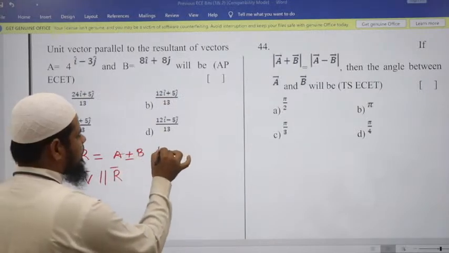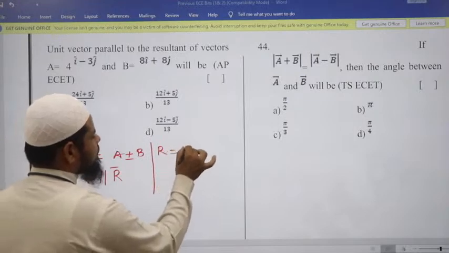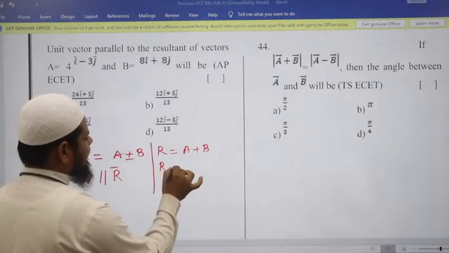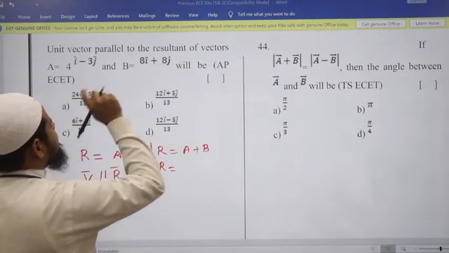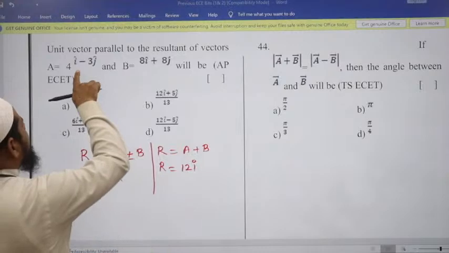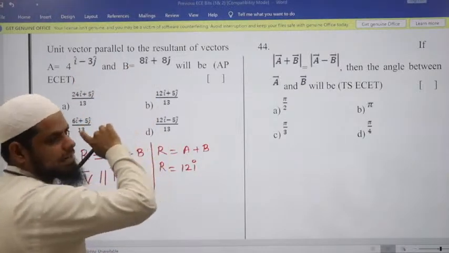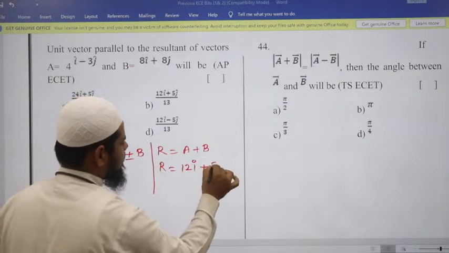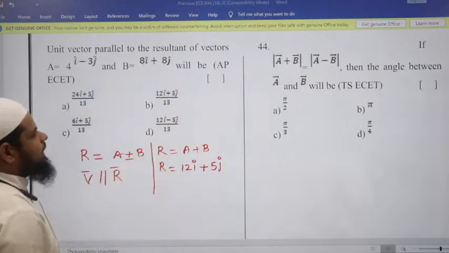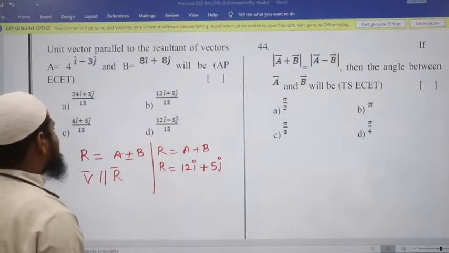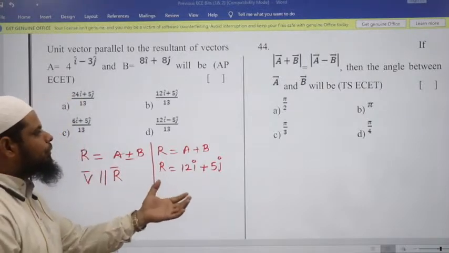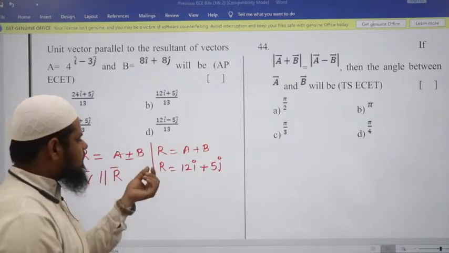So let us move on to the first one, A plus B. If you do A plus B, then the resultant here would be 4i plus 8i, 12i, minus 3j plus 8j, so it is 5j. Minus 3j plus 8j, it is 5j. 12i plus 5j. This is the vector whichever we are talking about. Now what do you need? You need the unit vector of this vector, the vector which is parallel.